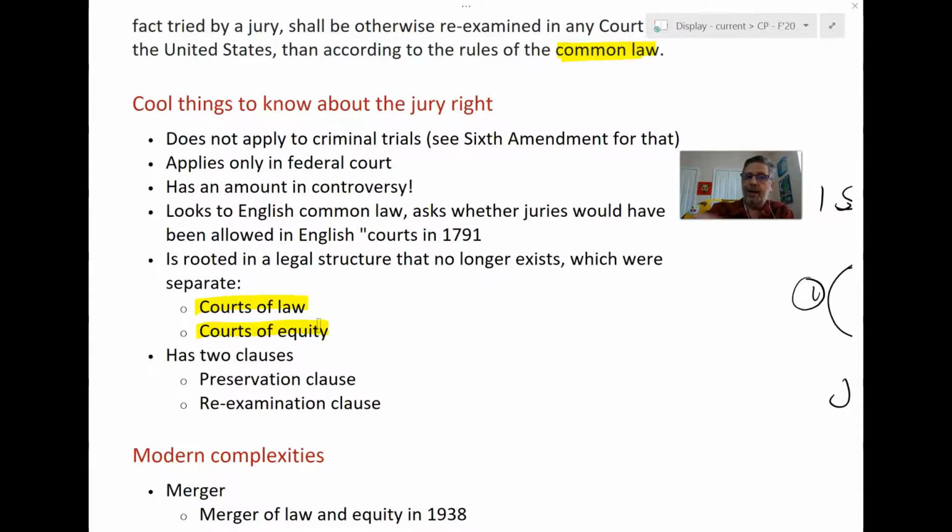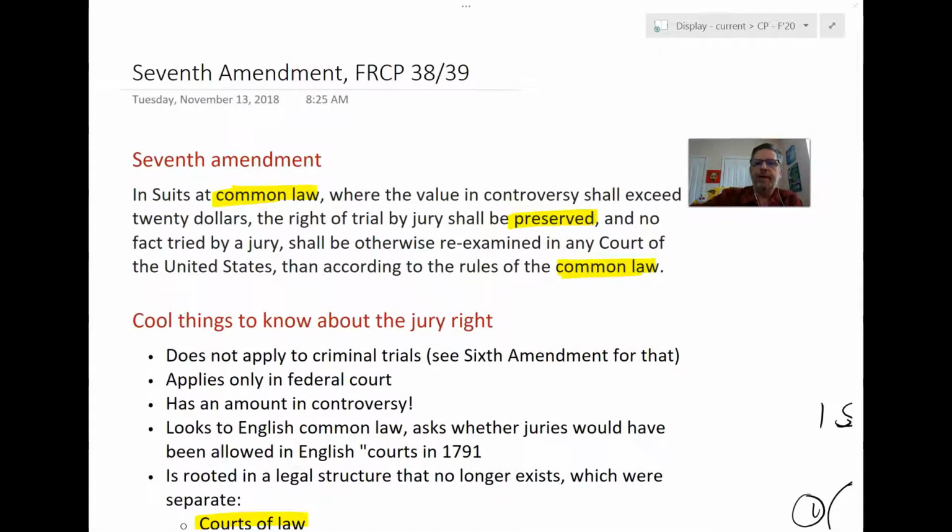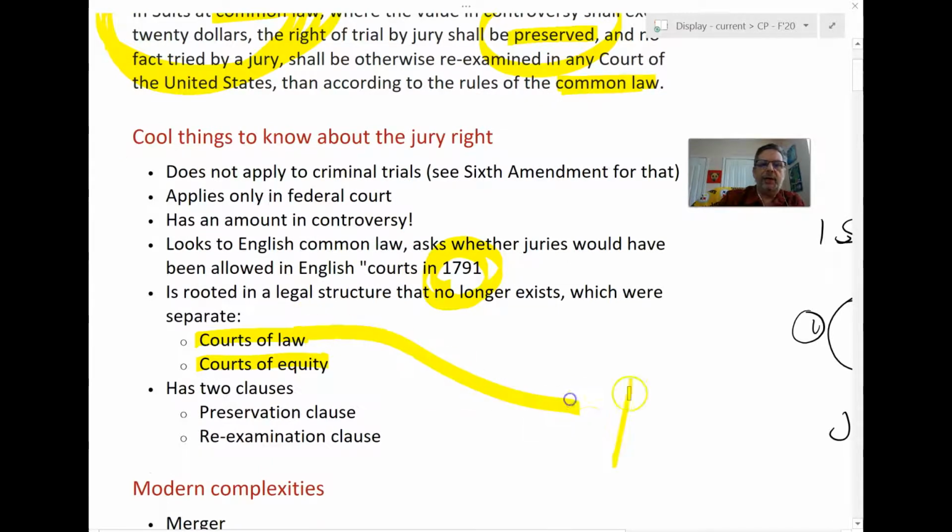Well, okay. Now that kind of tells us a little bit about weirdness that's going on here. If we have to look to what's going on in England in 1791, and the Seventh Amendment has a historical test, and the jury right only applies to suits at common law, then what that meant is the jury right only existed for things that could be heard by a court of law in England in 1791. So that makes things kind of nuts, right? And we'll get to that in a while.